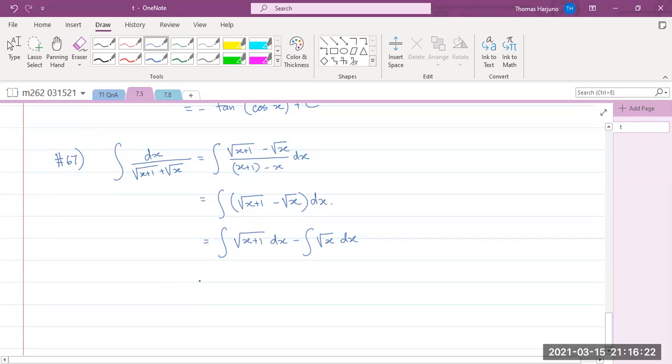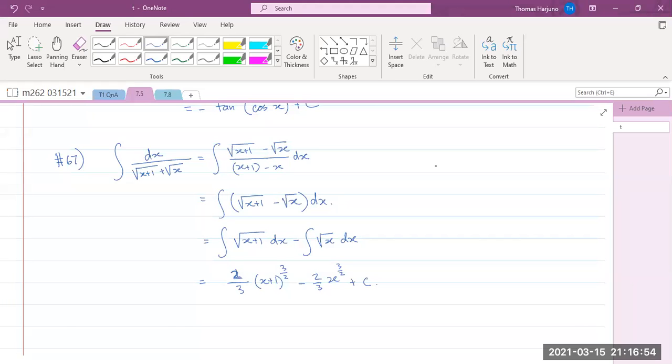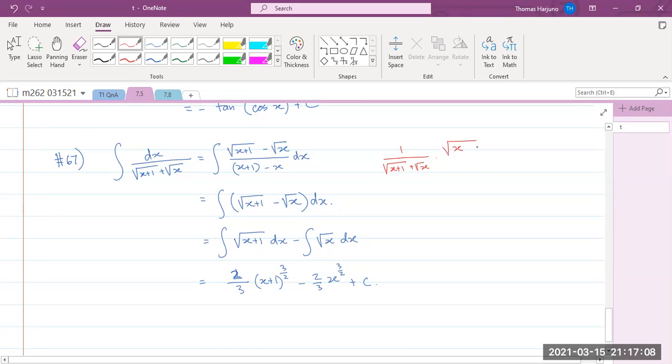Okay, so this will be 2 over 3 times x plus 1 to the power of 3/2 minus 2 over 3 x to the 3/2 plus constant. I multiply by the conjugate. So what I had was 1 over square root of x plus 1 plus square root of x. I multiply the top and the bottom by the conjugate, square root of x plus 1 minus square root of x, so that I can utilize difference of squares on the denominator. I get x plus 1 minus x, while on the top I have those two terms.